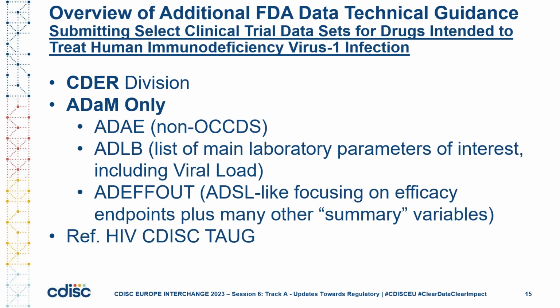The HIV guidance is ADaM only. It describes three datasets. In particular, the last one is a kind of big ADSL-like dataset. Again, for those familiar with ADaM, it contains, I think I counted, about 200 pages. So ADaM experts, the others might be nasal.